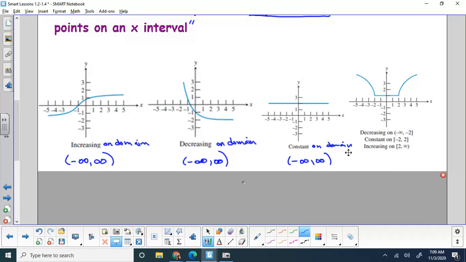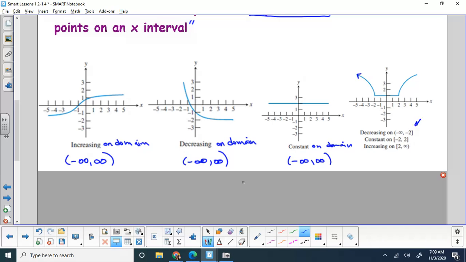These are probably more of your anomalies, not common to see. But a graph like this might be more common where you have some points of change. And so I've written these out ahead of time. So this graph would be decreasing from negative infinity. So notice that it continues on forever here. So it's going to be decreasing, and then it stops decreasing at -2.